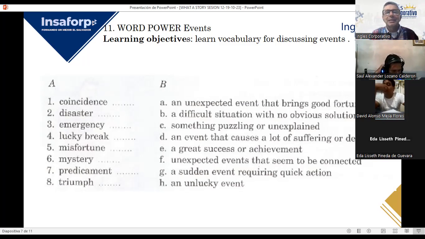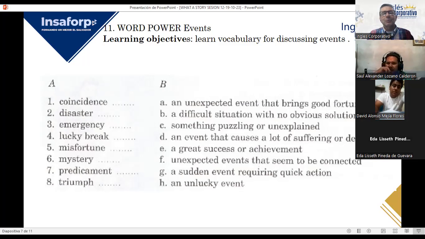Okay, guys. Our learning objective is discussing events. We have some vocabulary over there with some definitions. We'll do this together and then we'll go back to that. So let's find out the definition of coincidence. What is a coincidence? In fact, it sounds like Spanish. Unexpected events that seem to be connected.